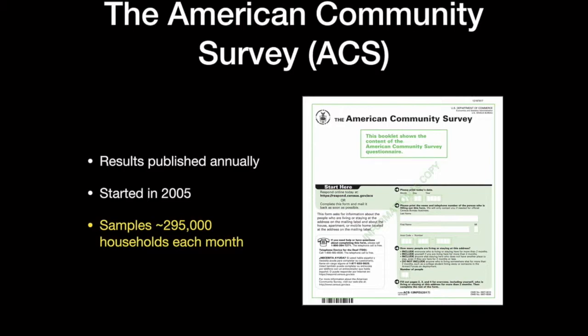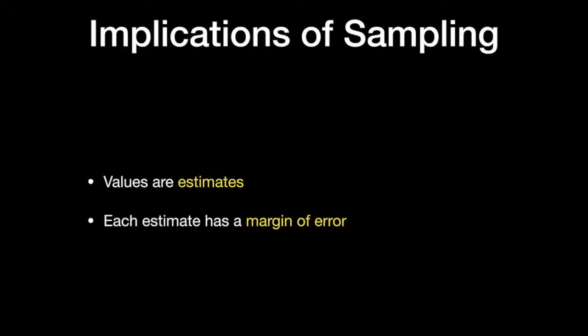The ACS samples about 295,000 households each month. In this feature, sampling is very important. There are a lot of implications of sampling the population as opposed to doing a complete enumeration. The most important thing to know is that each value is an estimate. Also, each estimate has a margin of error.